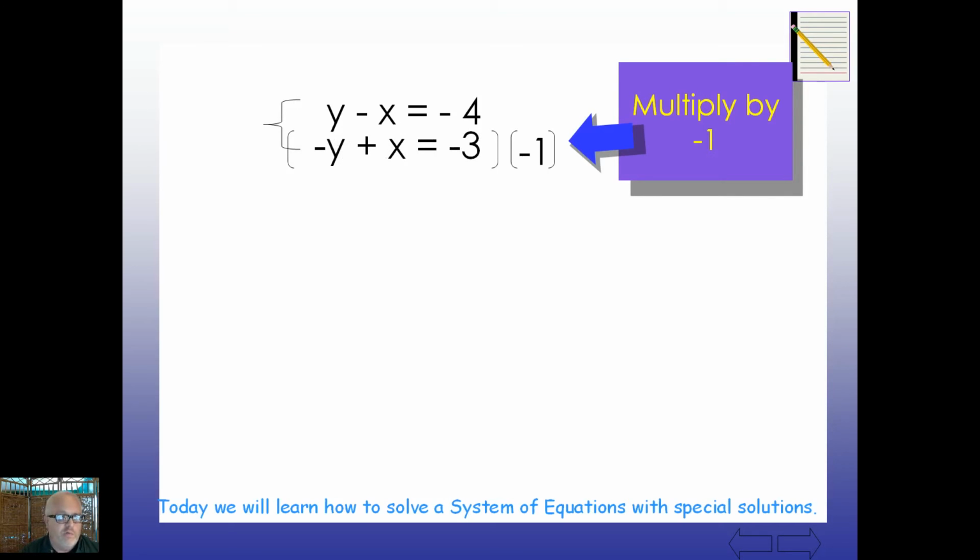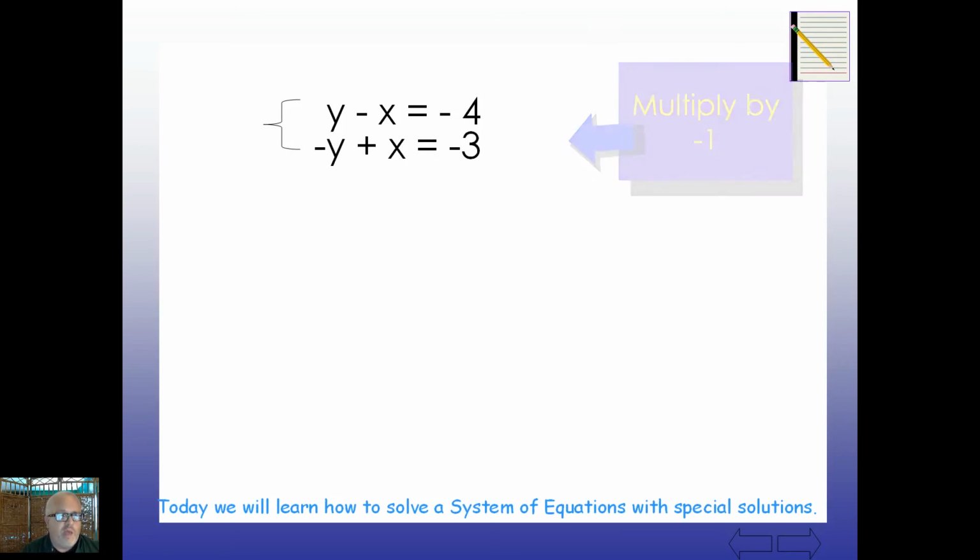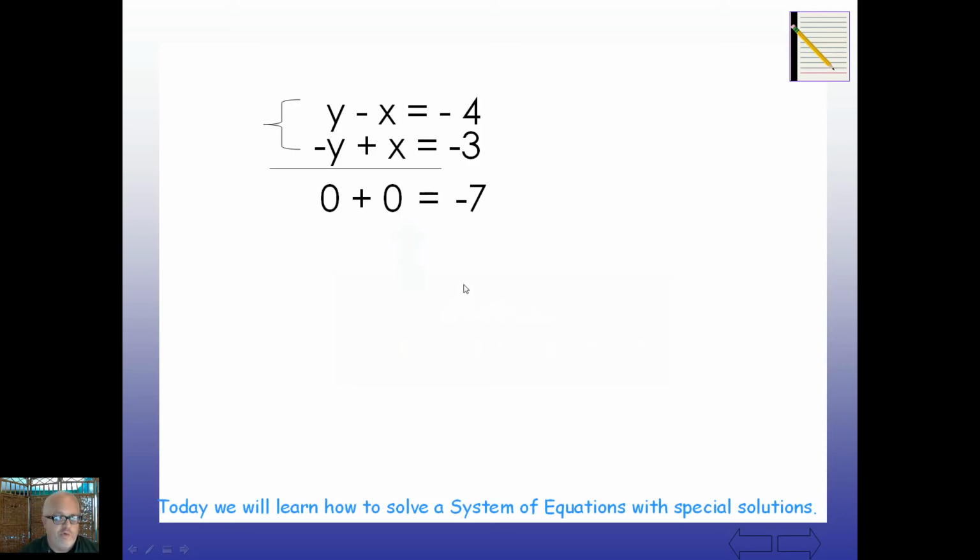And now, algebraically, we're going to start adding. What is y plus negative y? And what is negative x plus positive x? Well, that's just two zeros added together. But what is -4 plus -3? Well, that's -7. And now what we're saying is 0 plus 0 is -7. Well, we know, of course, that's not true.